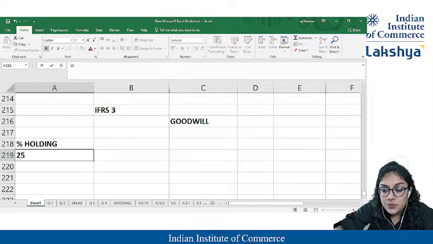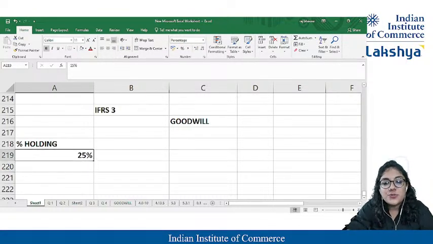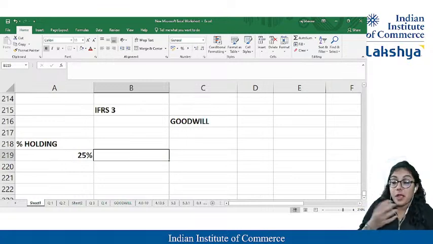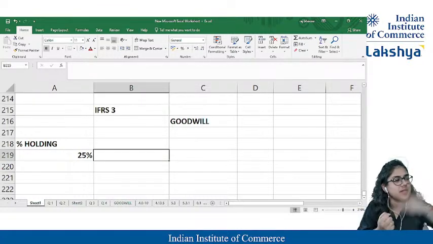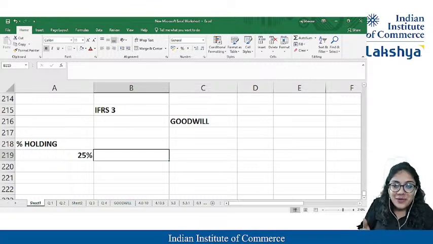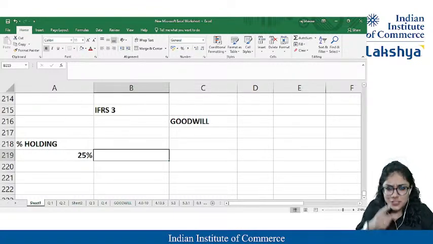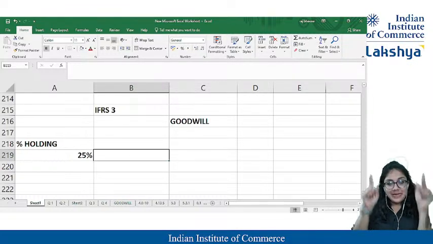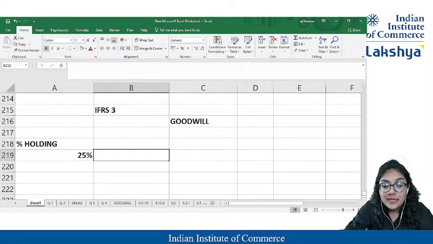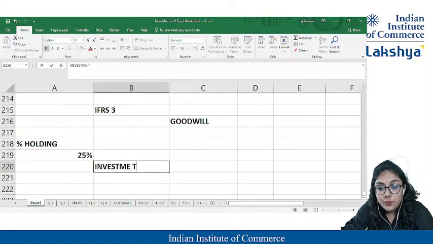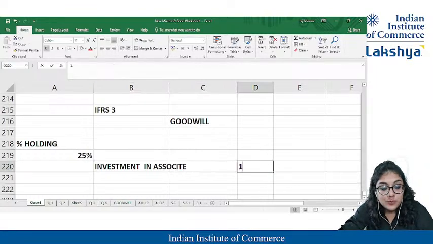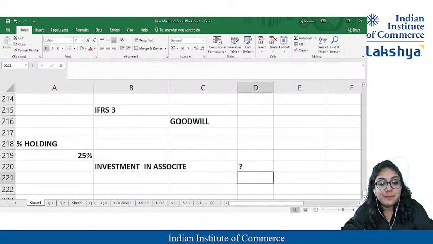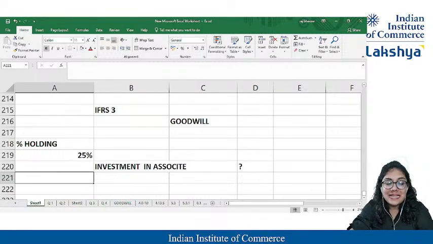But if my percentage is 25%, should I start consolidating? Should I combine my assets and their assets? No. If you don't have control, why are you including their financials into yours? Not allowed. Then what should I do? I take my financial statements as they are, and under investments I record investment in associate, at whatever price I made the payment. This is known as IAS 28.